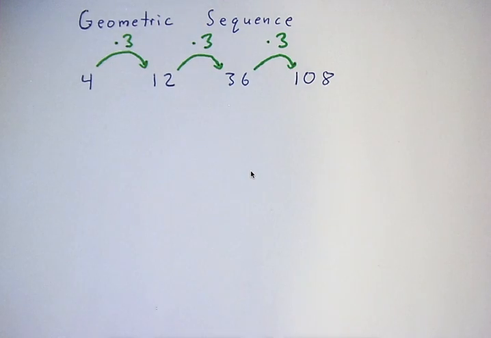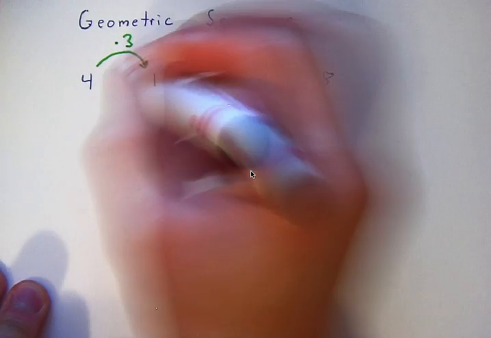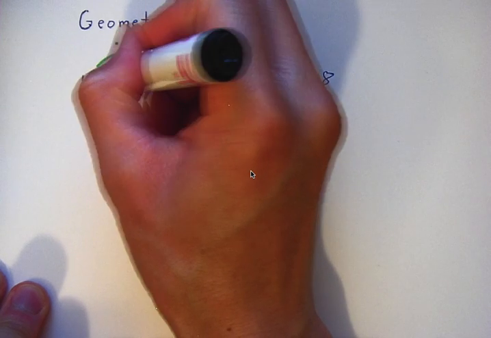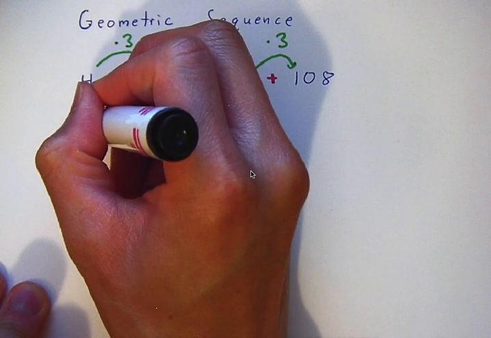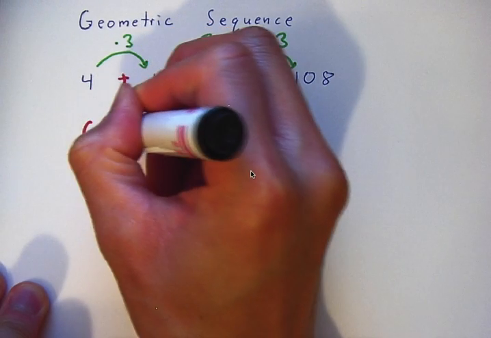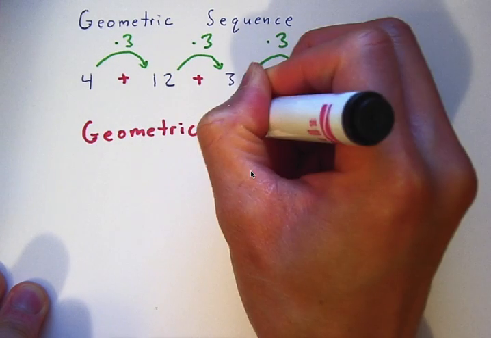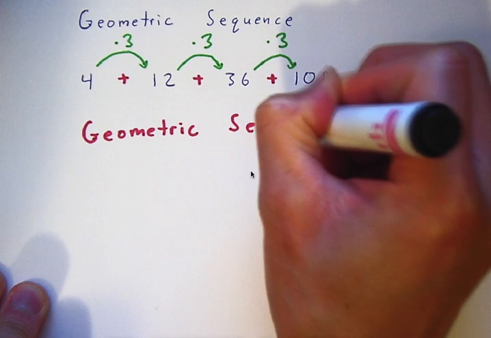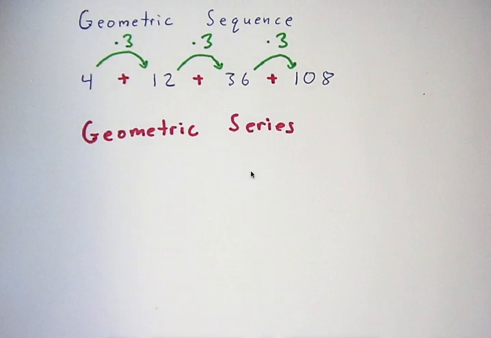If we were to take a geometric sequence and then add the terms together, that creates a geometric series. And this is what we're going to be talking about today. Take a moment to pause the video and take notes. All right.